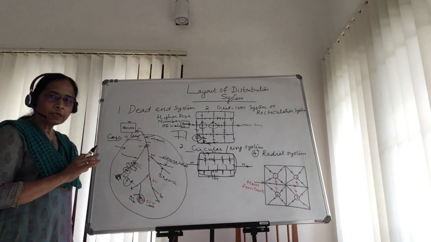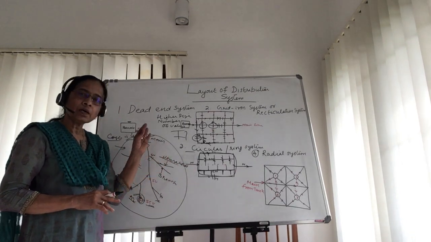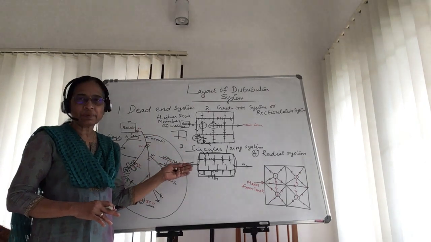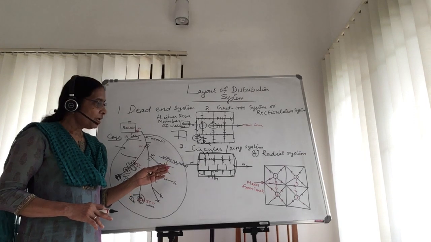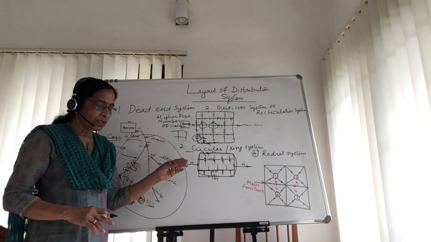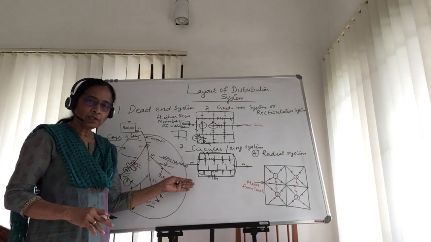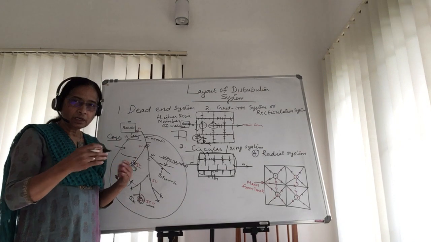But here the advantage is that, again, as we mentioned in the grid iron system, you can maintain the pressure and quantity almost equitable to all the area. And then the interruption during the maintenance period is very less, since you can control the system by a number of valves.